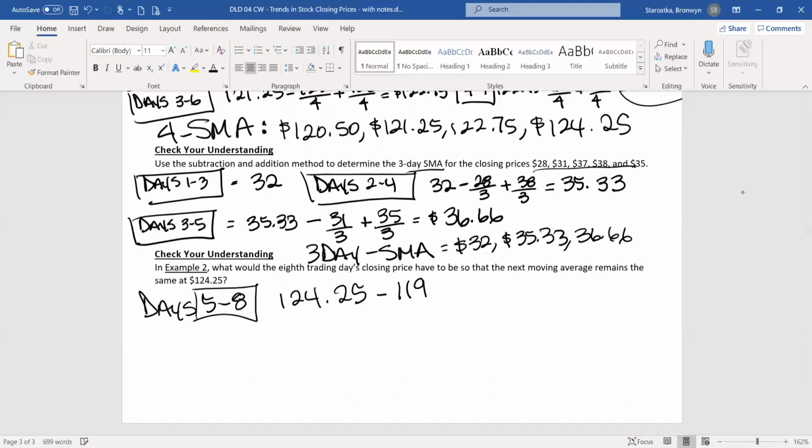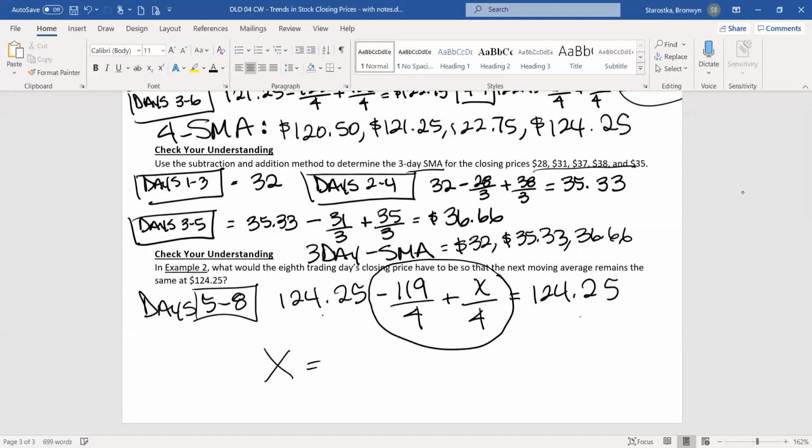So 119 over 4. And then we add in, well, we don't know what that is, but it's out of 4, and we want it to equal the same average that we started with, 124.25. Well, looking at this, the average we started with and the average we ended up with is the same. So the only thing that might change is in here. And the only way to get that to go away is if x were to equal 119.